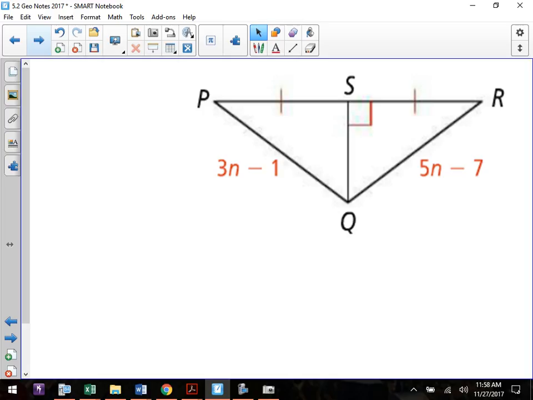So, is QS perpendicular to PR? Has PR been bisected? So therefore, you know that PQ has to equal RQ. So you map it.